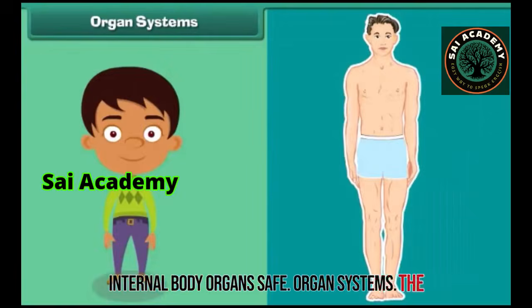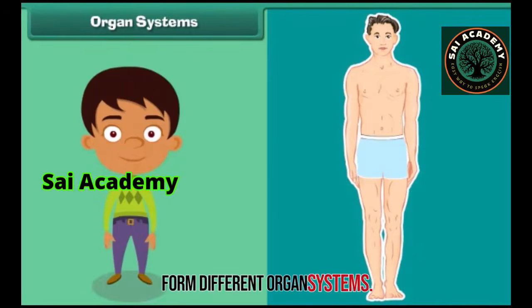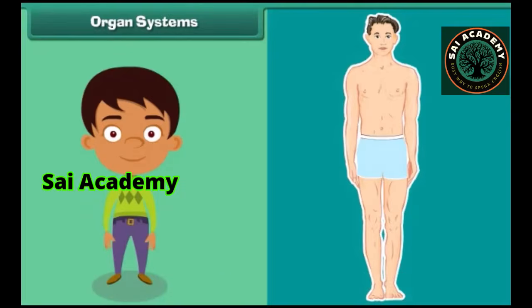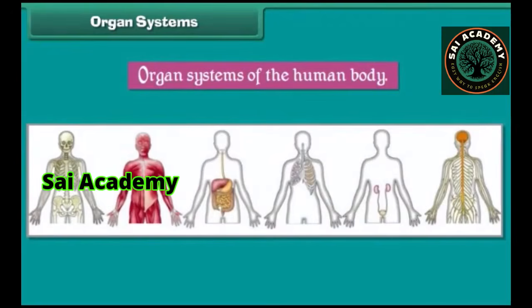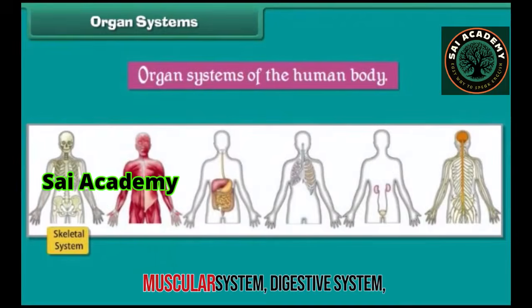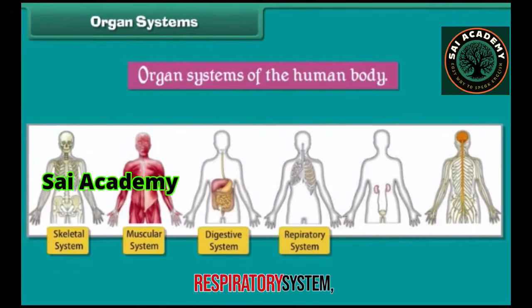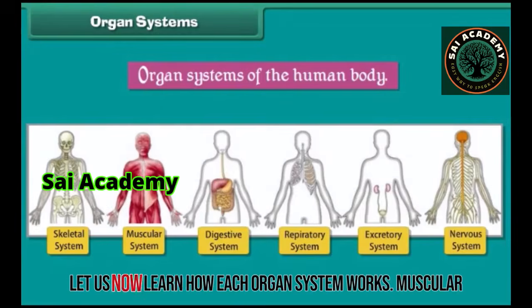Organ systems. The internal organs of the human body are grouped together to form different organ systems. Each organ system performs a special function. Some important organ systems of the human body are skeletal system, muscular system, digestive system, respiratory system, excretory system and nervous system. Let us now learn how each organ system works.